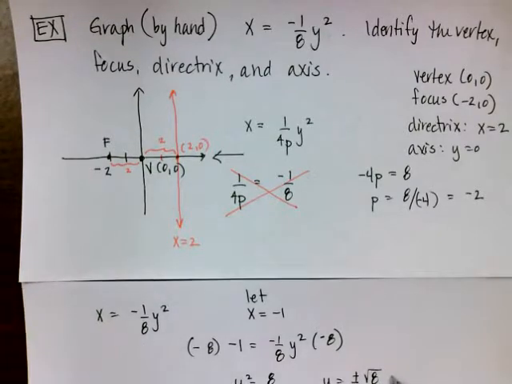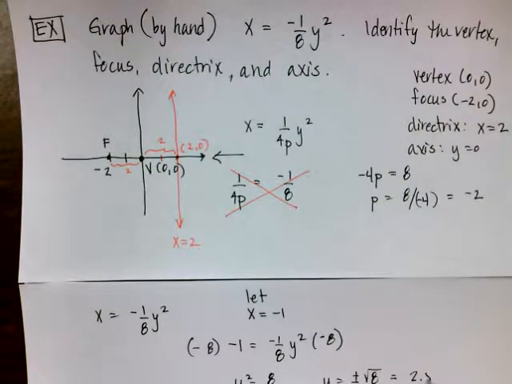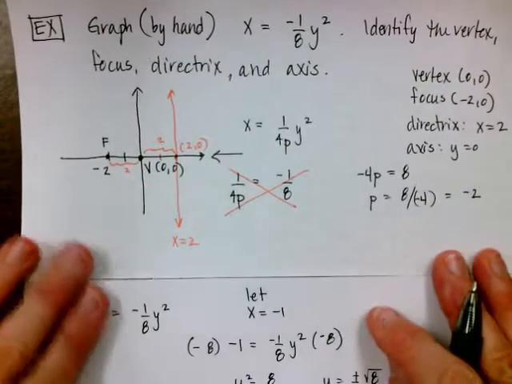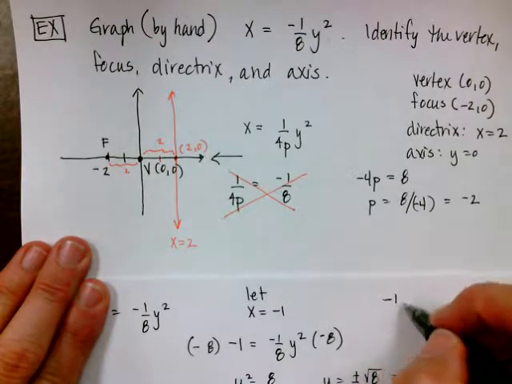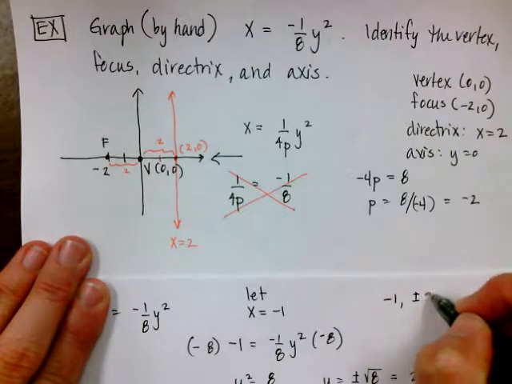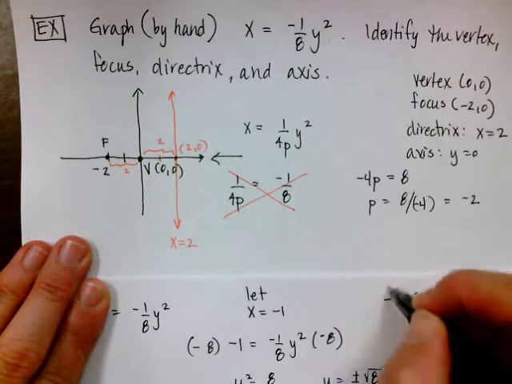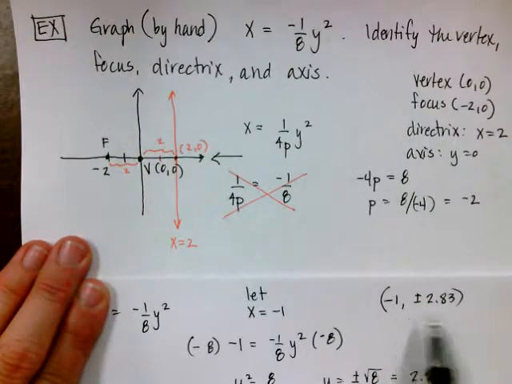And I'm going to do a decimal, and it turns out to be 2.83 something, okay? So now I can put that information on my graph, all right? So my point is negative 1, and then plus or minus 2.83, okay? That's going to help me get a nice accurate curve.